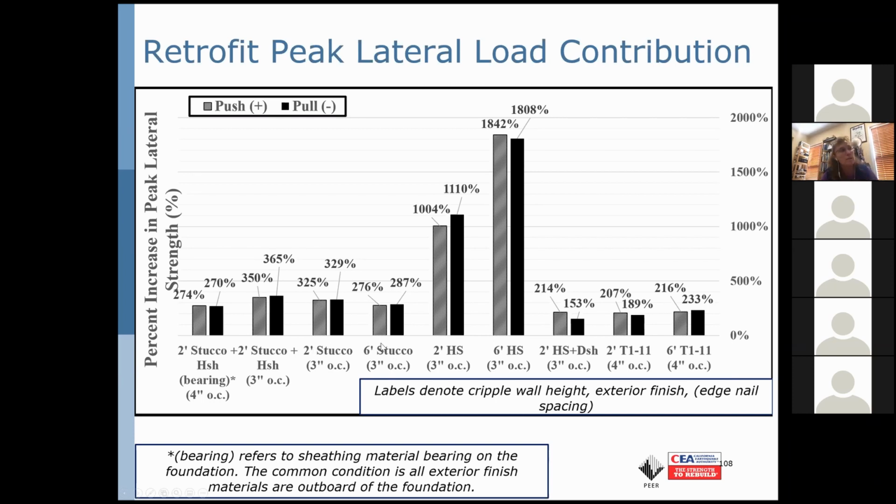And as we saw in the envelopes in the hysteresis, it's most dramatic in the case of horizontal only specimens, where upwards of 1,000 to 2,000% increases, very dramatic increases in strength, are observed.